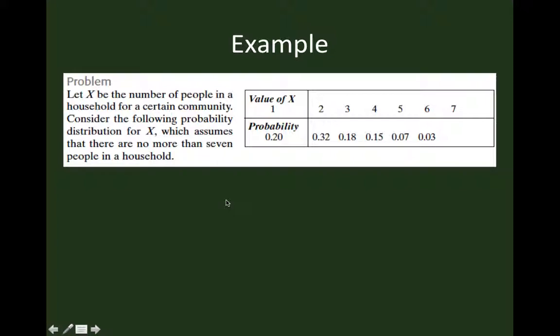So here's an example. We let x be the number of people in a household for a certain community. Consider the following probability distribution for x, which assumes that there are no more than 7 people in a household. So I can finish this probability table by adding up the probabilities in the table already and figuring out what's left. In other words, I know the sum of all these probabilities has to be 1. So if I add up the total, it looks like the value for x equal 1 is 0.2.